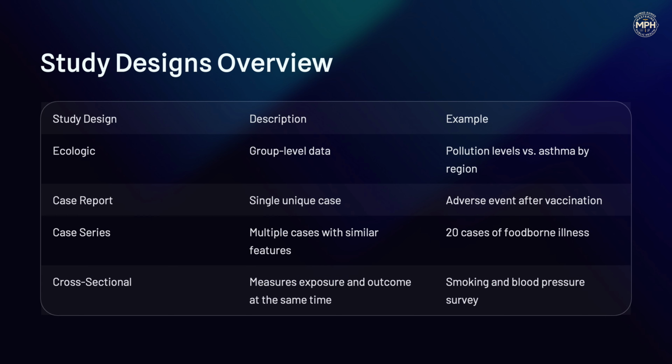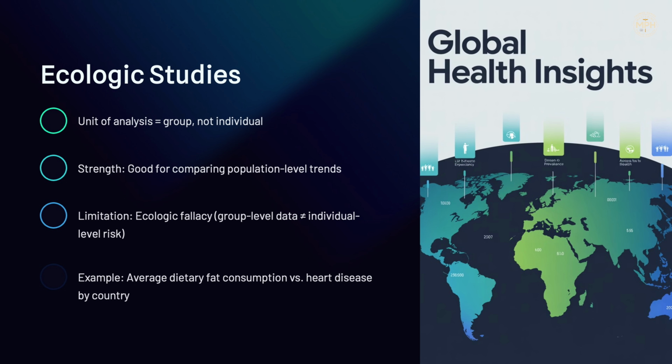Common study designs. There are three major types of descriptive epidemiologic study designs: ecologic studies, case reports and case series, and cross-sectional surveys. First is ecologic studies. The unit of analysis is groups, not individuals. For example, comparing average air pollution levels and asthma rates across cities. The limitation: you can't infer individual-level associations from group-level data.